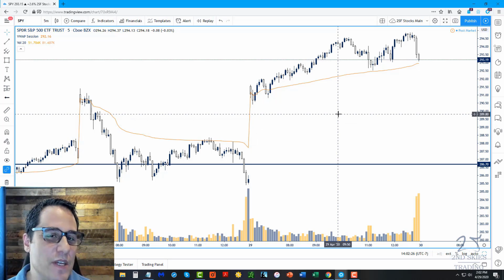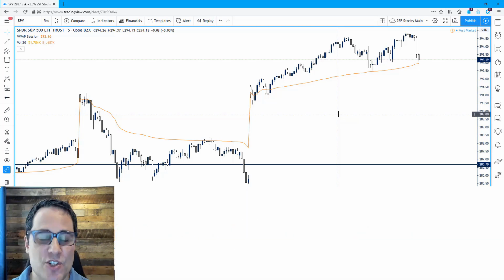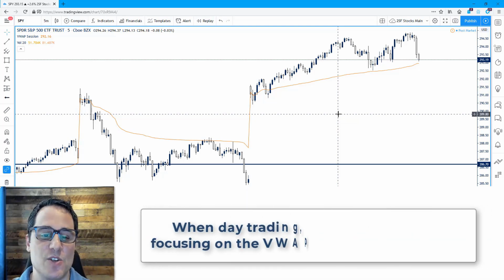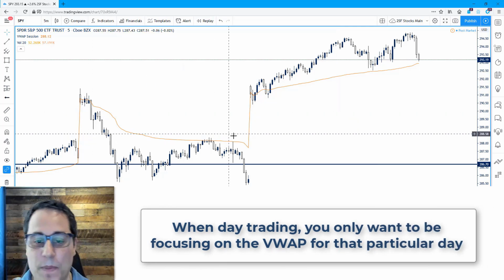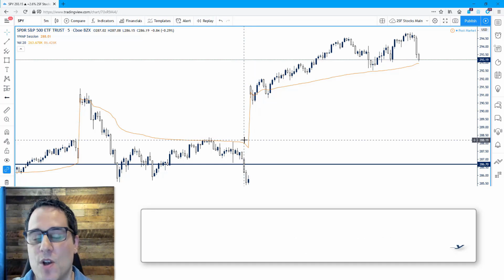VWAP is generally considered to be a day trading indicator. There are ways that you can use it for swing trading, which we will get into. The point being, though, is that VWAP today is not important in relationship to VWAP yesterday. Yesterday's VWAP doesn't matter. You just need to be thinking about the VWAP today. So you can't look at it and say, oh, well, this was VWAP yesterday, it might act as support and resistance if the market gets there. No, that VWAP's gone.